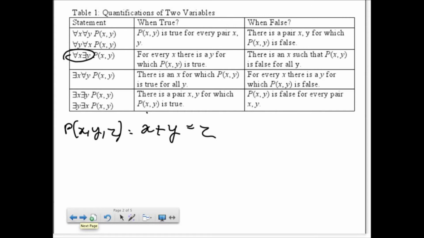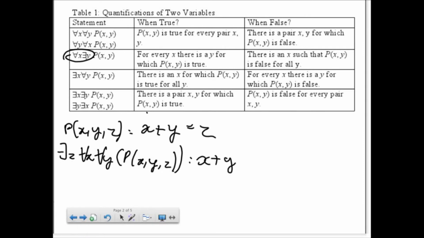The statement for all x and for all y, there exists a z means that for every pair x and y there exists a z such that p x y z, where x plus y equals z. Therefore, the quantifiers in this case are for all x and for all y, there exists a z, p x y z. Saying that for every pair of x and y, there exists a z. And now we know this to be true.